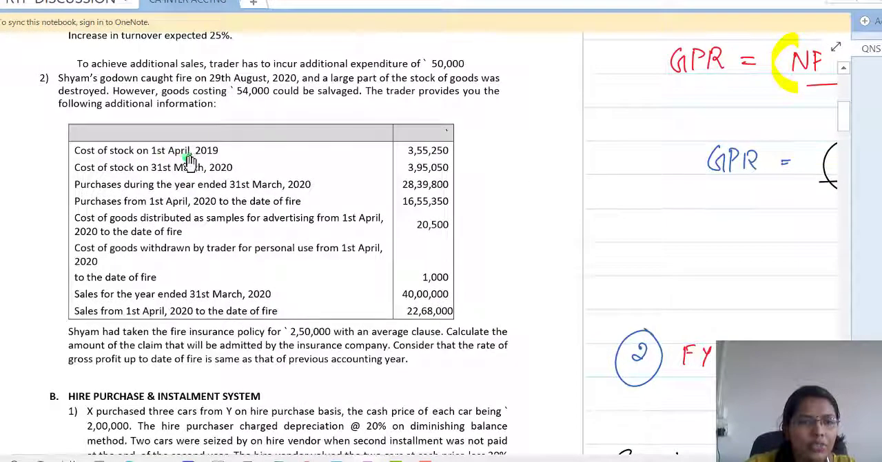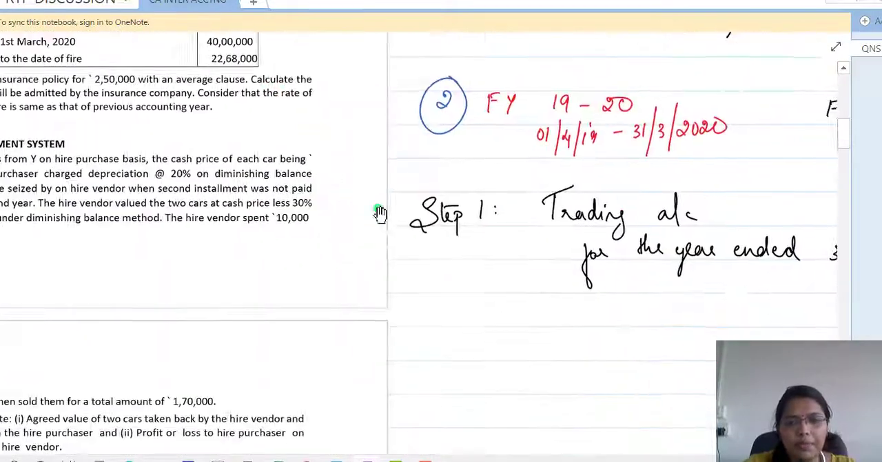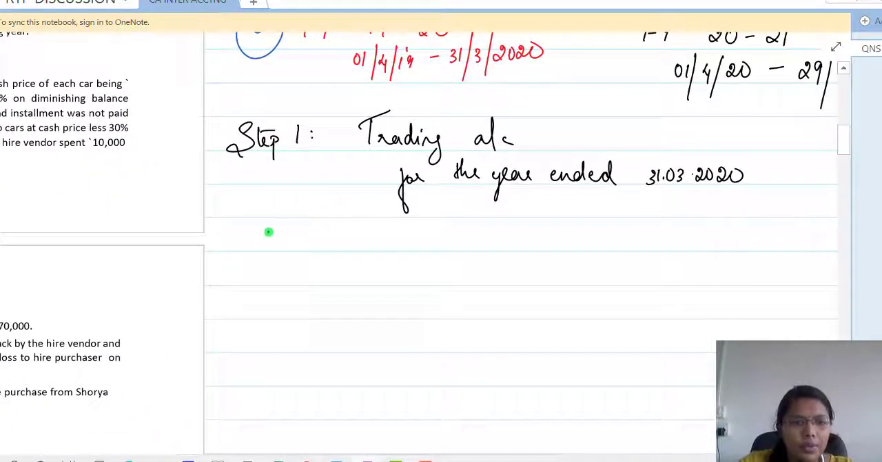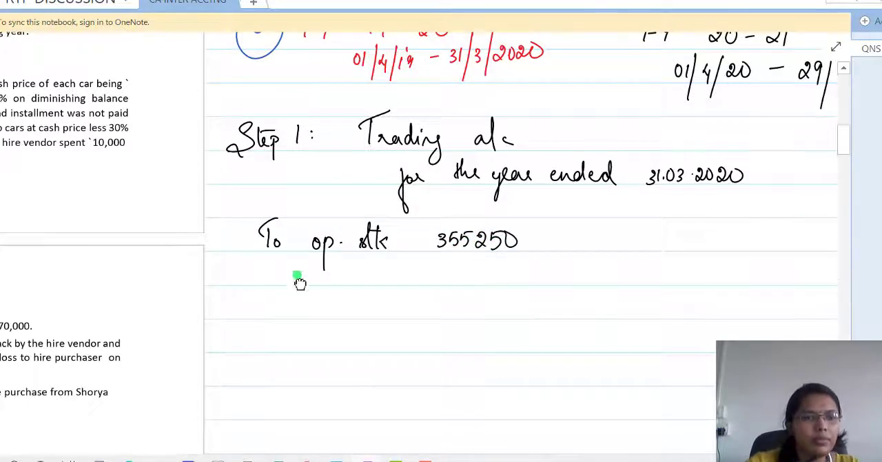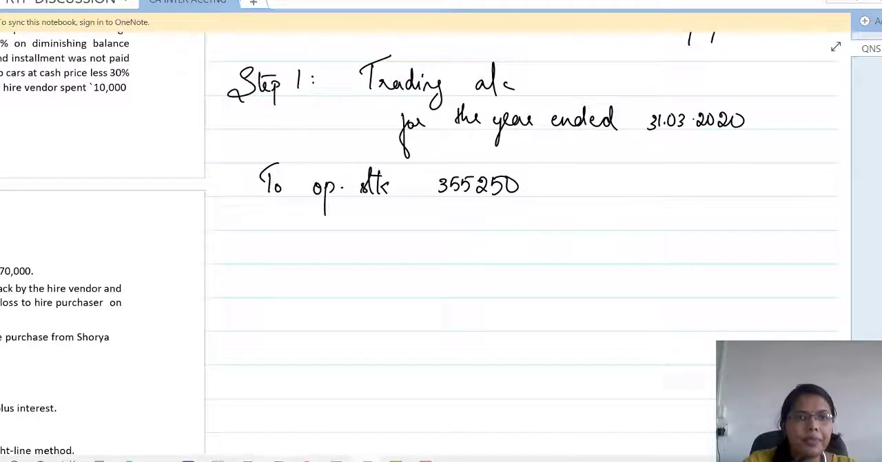Opening stock is given on 1st April 2019, 3,55,250. Opening stock 3,55,250. Then we have purchases during the year, 28,39,800.